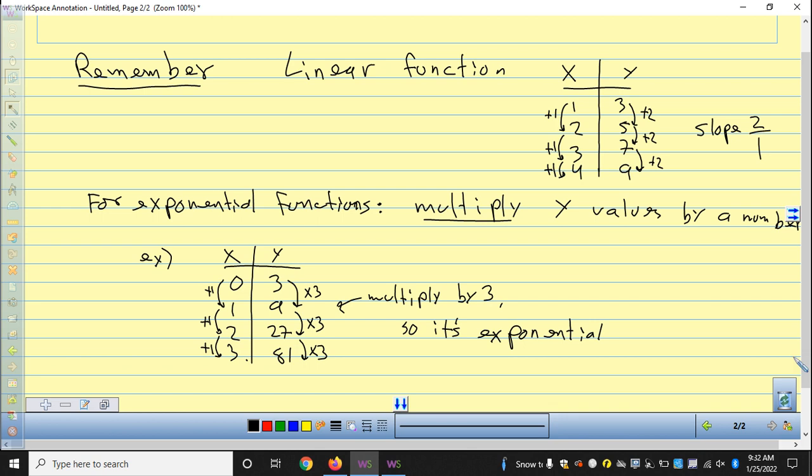So that's how we tell from a table of values if something represents an exponential function. We're multiplying each y value by some number to get the next one. Where for a linear function, we add. Good with the difference between a linear function and an exponential function from a table of values?